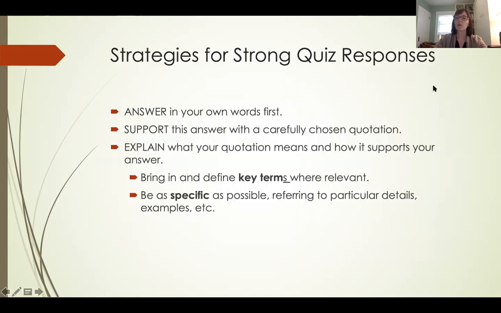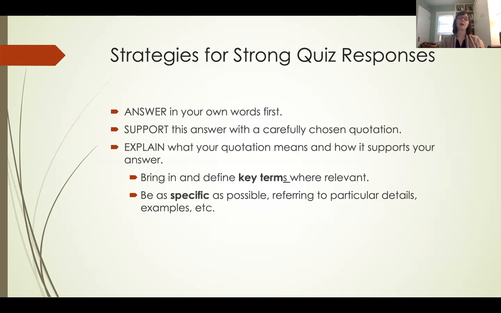Okay, so strategies for strong quiz responses then. Generally: answer, support, explain. With answering, you want to start in your own words. In other words, you never want to just start with a quotation, right? First answer the question or begin answering it in your own words, and then support that answer with a carefully chosen quotation or two, right? And we saw that in the sample response.